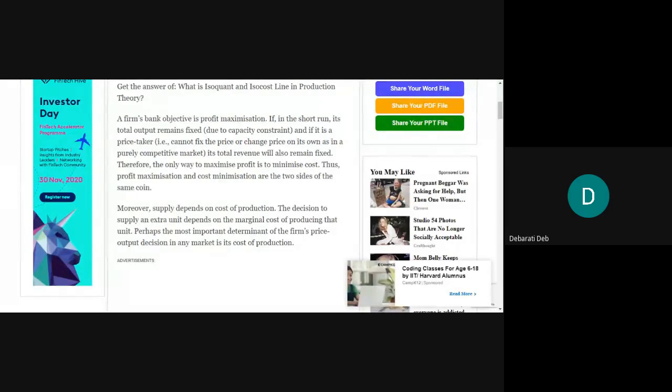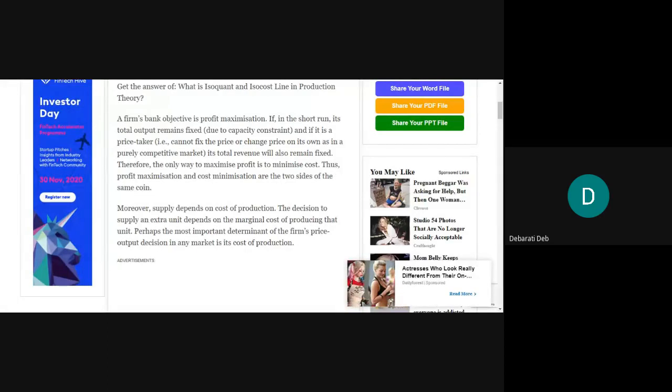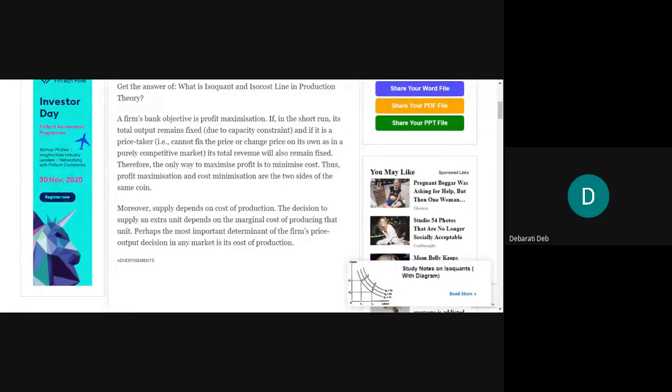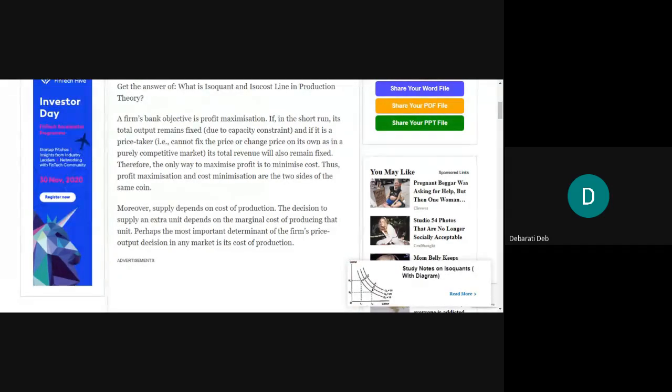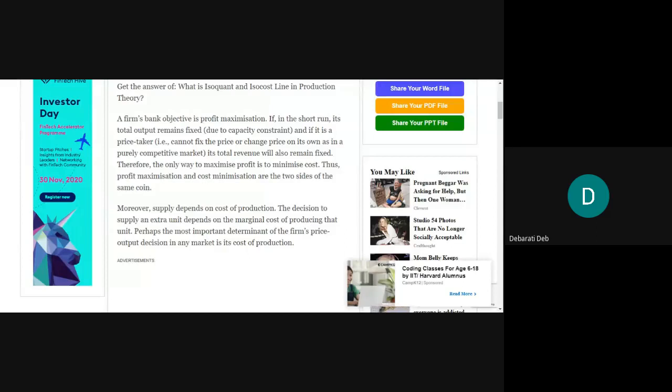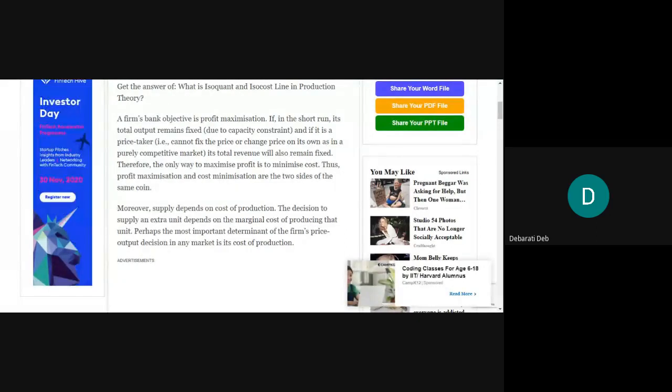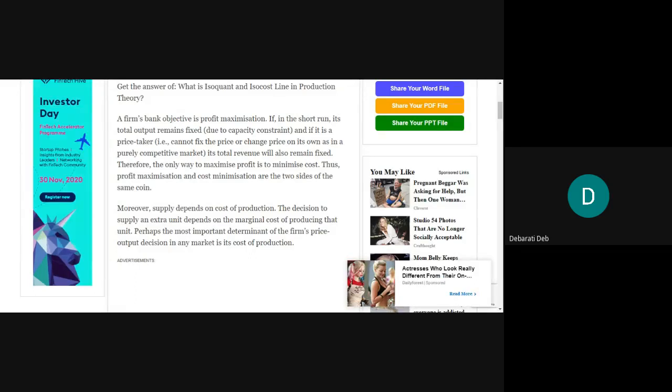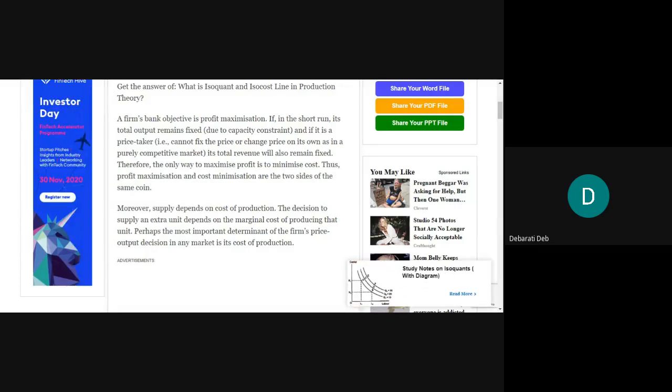And suppose the firm is a price taker. Price taker means the firm will not be able to change its price on its own because it's a highly competitive market. And you all know that in a highly competitive market, you cannot set a price which is quite higher than the others. Also, you cannot set a price lower than the others. There is a constraint. We will study markets in detail. Then we will understand better what the characteristics of a perfectly competitive market are. Then it will be clearer.